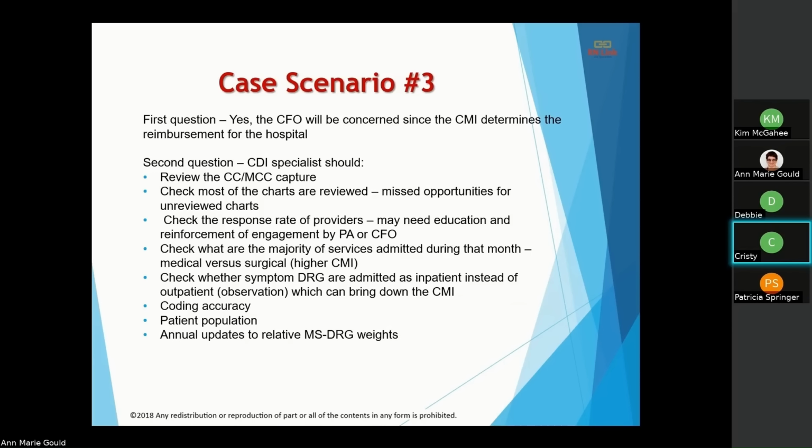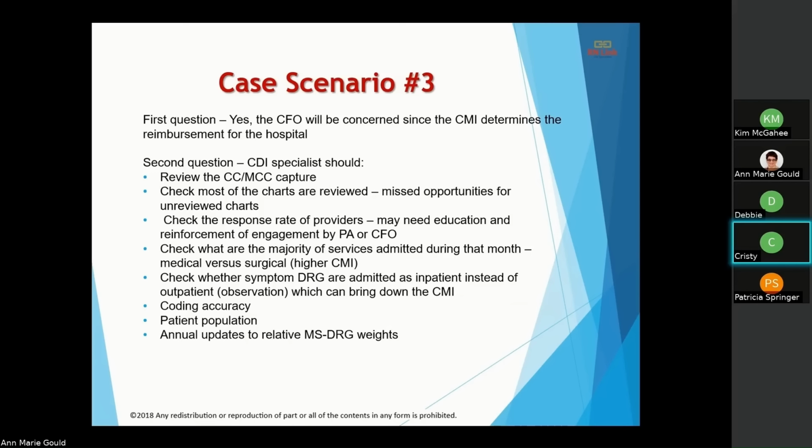So that would be one of the many things that you could check if the CFO is asking you, because usually they will come to you or to the manager and say, "Hey, look, the CMI is so low now. Why was it high last month? What was the discrepancy there?" So this is some of the information that you could look at so you could defend yourself.